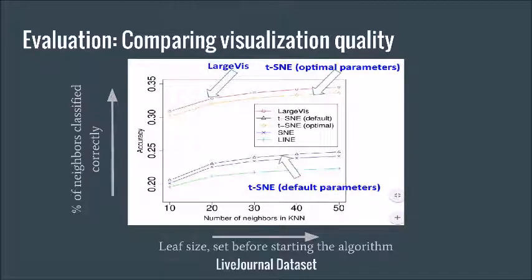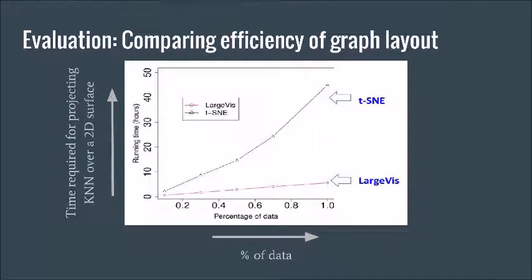On small datasets, t-SNE and LargeVis perform the same with optimal parameters. On large datasets, LargeVis outperforms t-SNE with default parameters, as the optimal learning rate varies for different data sizes in the case of t-SNE. Going over the efficiency of the graph visualization on 3 million data points, t-SNE took 45 hours, whereas LargeVis took 5.6 hours. This is 7 times faster.